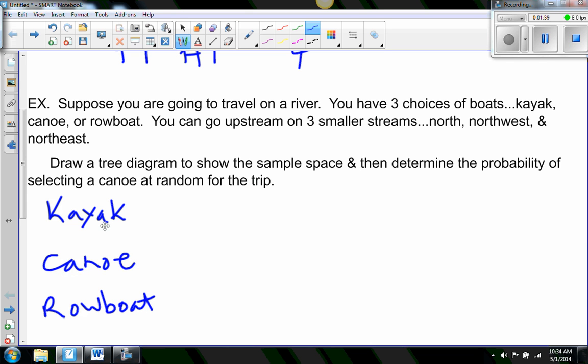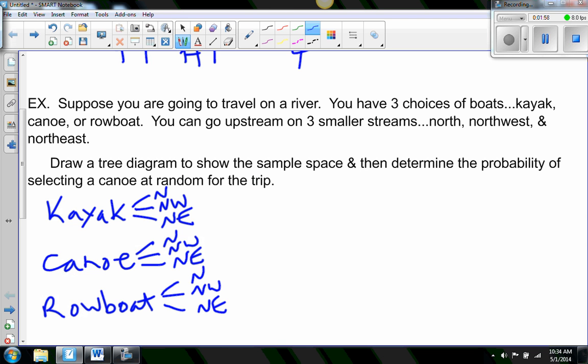And then in each one of those choices, I have 3 more choices. I can go north, I can go northwest, or I can go northeast in each boat. North, northwest, northeast, north, northwest, northeast. So there's my tree diagram.